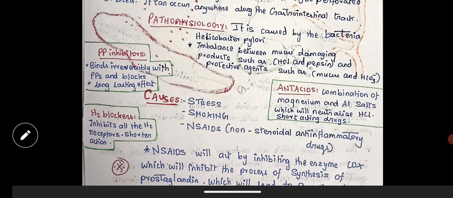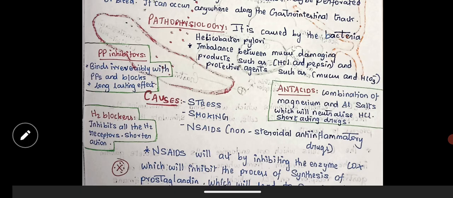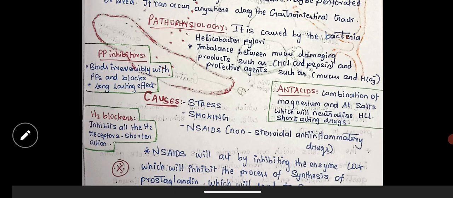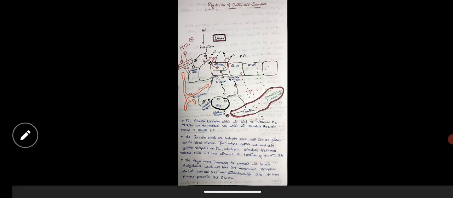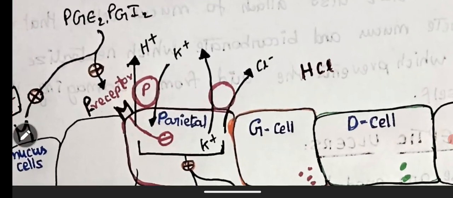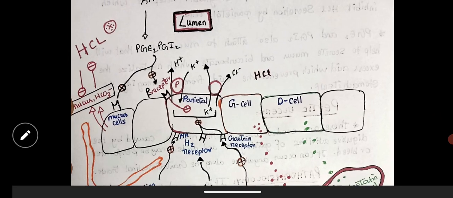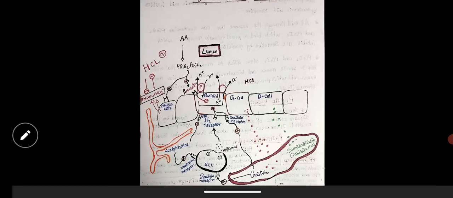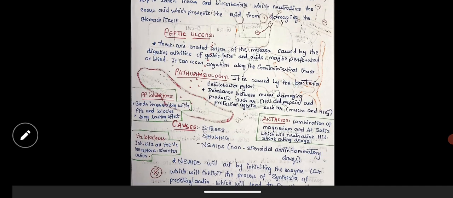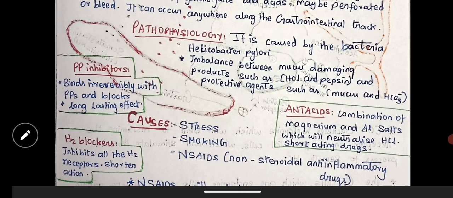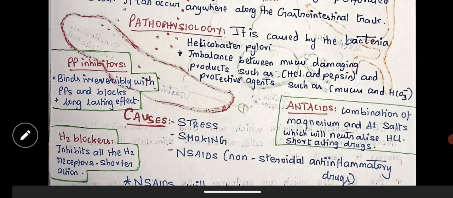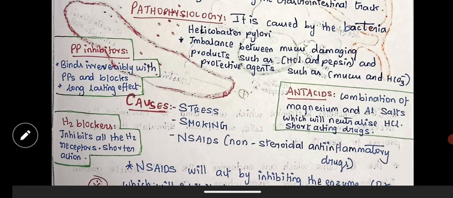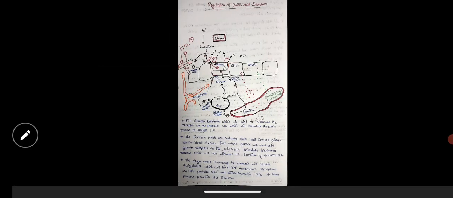These proton pump inhibitors are usually suggested by doctors; they bind irreversibly with the proton pumps and block them with long-lasting effects. They are going to inhibit the process of the proton pump. Here I have mentioned the proton pumps, right? So this drug is going to inhibit the proton pumps, which leads to inhibition of HCl secretion. Then we have antacids. Antacids are a combination of magnesium and aluminum salts, which neutralize the HCl and are short-acting drugs. So that's all for regulation of gastric acid secretion.